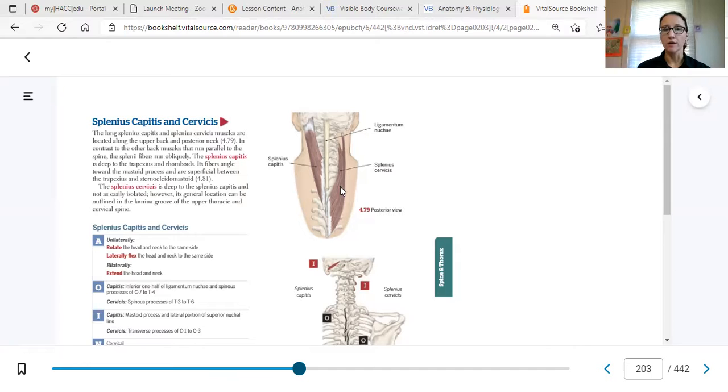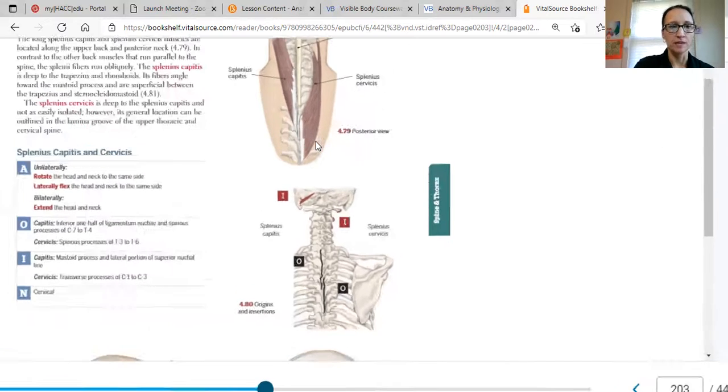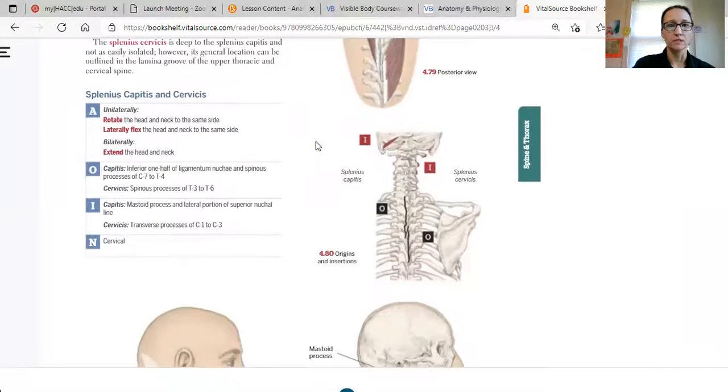Splenius cervicis is hard to palpate because it is deep to trapezius and rhomboids, especially where it is the thickest. But Splenius capitis is not that difficult to palpate. And in fact, Splenius capitis does cause quite a bit of issues with people as far as pain and discomfort. Sometimes it's levator scapula, sometimes it's Splenius capitis, and we'll be able to tell the difference in movement or action of the muscle. So Splenius capitis and cervicis.